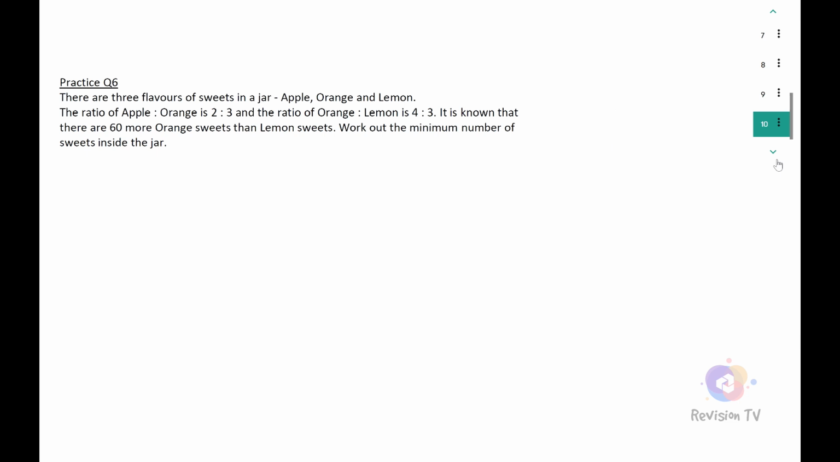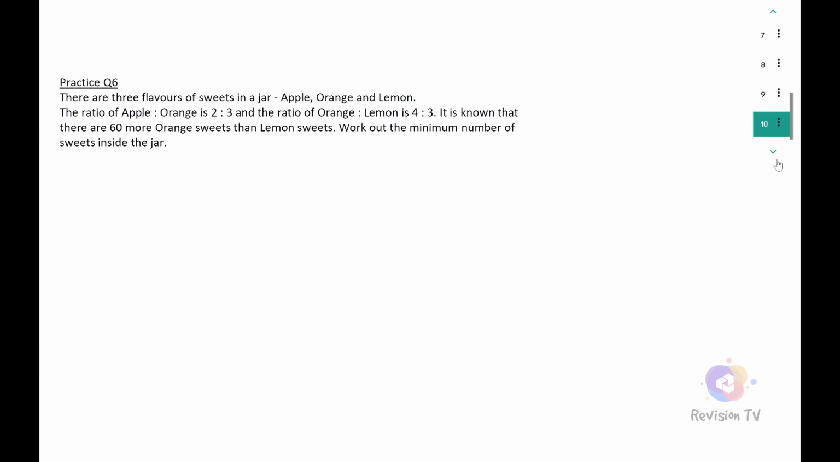There are 3 flavors of sweets in a jar: apple, orange, and lemon. The ratio of apple to orange is 2 to 3, and the ratio of orange to lemon is 4 to 3. It is known that there are 60 more orange sweets than lemon sweets. Work out the minimum number of sweets inside the jar.